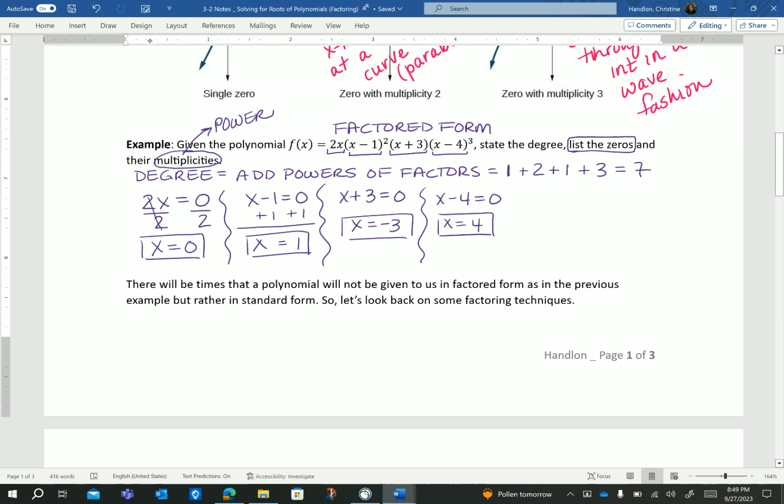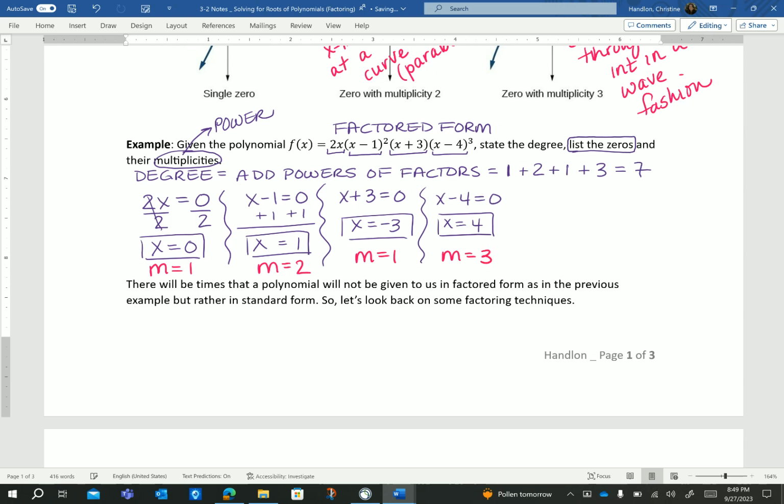That means that x equals 0 has a multiplicity of 1. The x minus 1 gave me x equals 1. That had a power of 2, so the multiplicity of that is 2. X plus 3 gave me x equals negative 3. That has a multiplicity of 1. And the 4 had a multiplicity of 3.